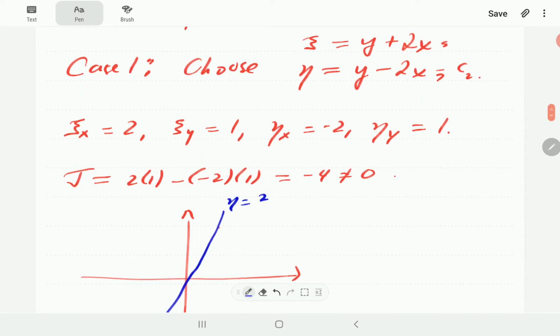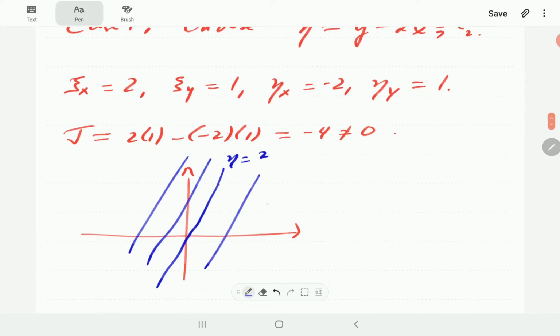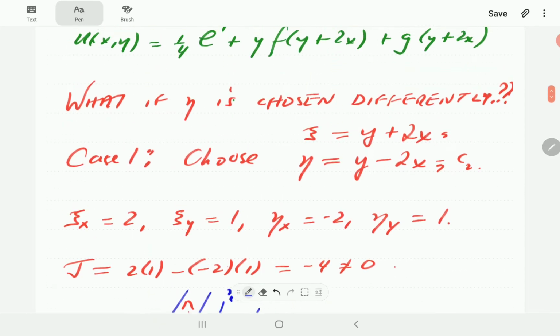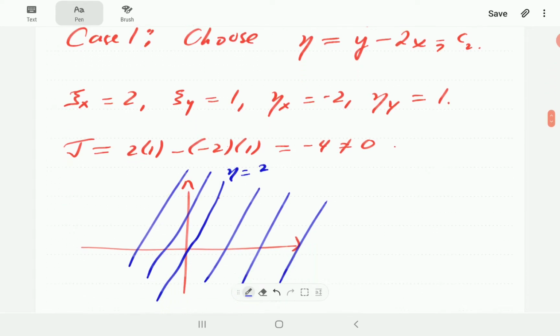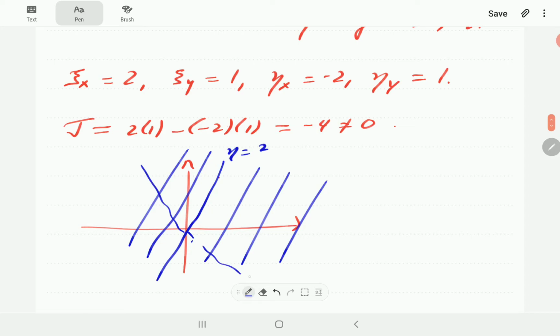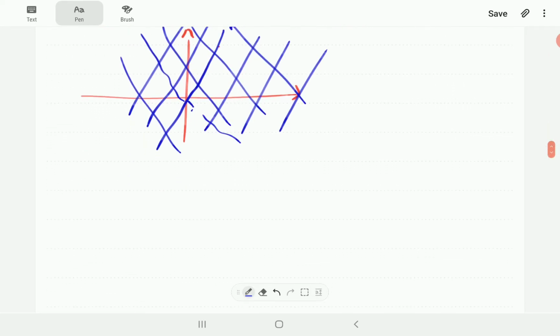If C2 is 1, then that is going to shift up. So that means the eta equal to a constant lines are going to look like that. And then if you take C1 to be 0 here, that's going to give us y equals negative 2x. So in this case, those are going to look like this. And you can see that clearly these are not going to be parallel. So that's going to be a legitimate coordinate system.